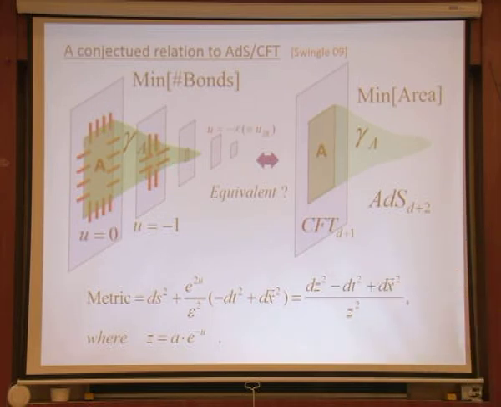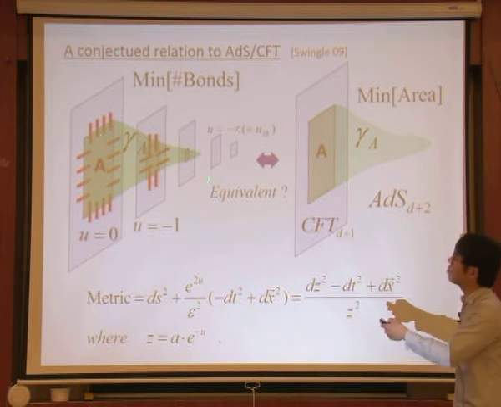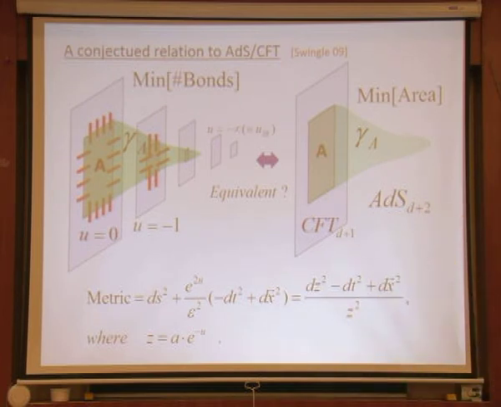It fits nicely with that. Also, this minimization agrees between them. We need to minimize area to find holographic entanglement entropy. But in this MERA picture, we need to minimize the number of bonds to get an optimized result. Otherwise, we overcount this entropy. So of course we don't claim quantitative agreement, but qualitatively it looks similar.